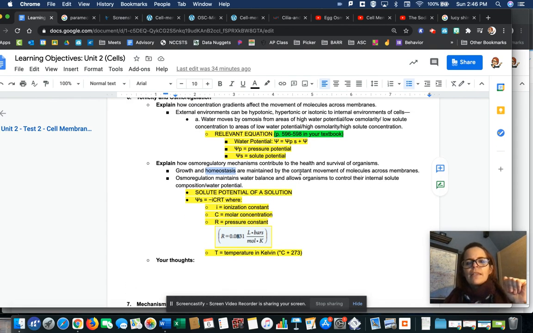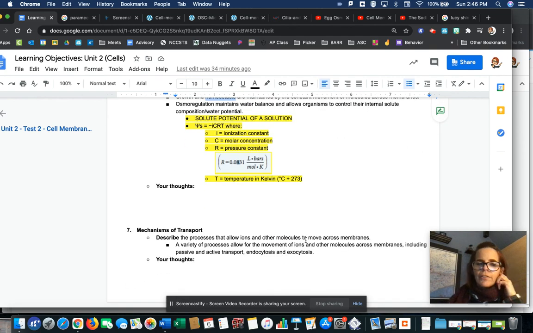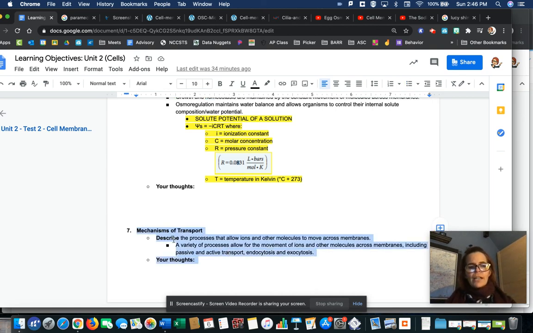So then these are the equations, and we'll talk about those another time. And then we're almost done, you guys. And I think this is dumb. Why is this here at the very end? Mechanisms of transport. Describe the processes that allow ions and other molecules to move across membranes. A variety of processes allow for the movement of ions and other molecules across membranes, including passive and active transport, endocytosis. Didn't we just say all that? Why is it here again? I have no idea, but there you go.